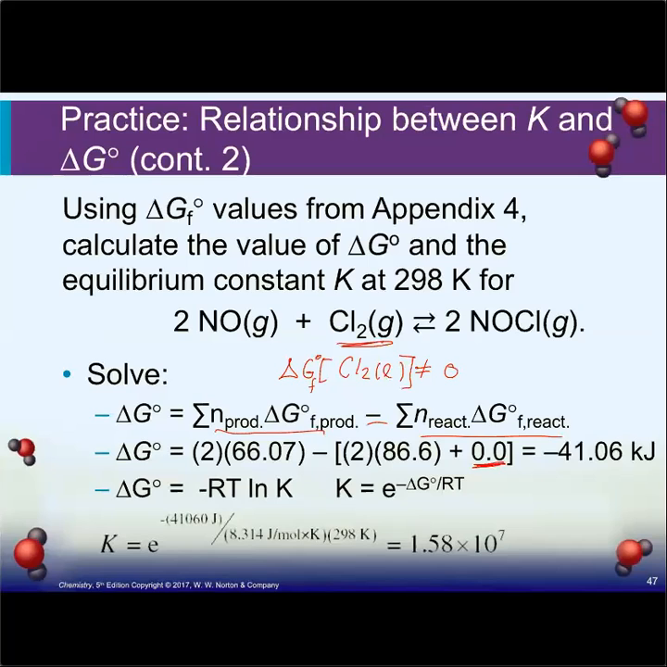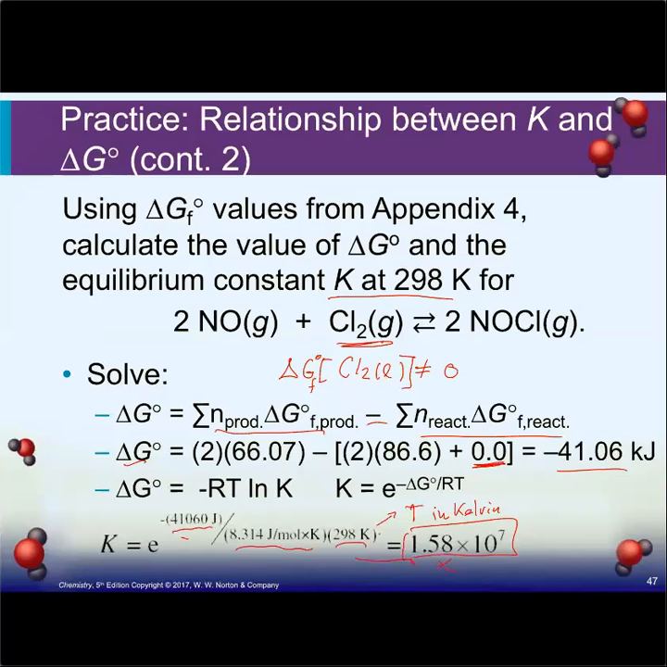Okay, so once you have the ΔG calculated, then you can use it in this equation. So minus 41 kilojoules divided by R, the gas constant in joules, and the temperature in Kelvin. Again, this is T in Kelvin. Now in this problem they told you in Kelvin, but they might have given you 25 degrees centigrade, so do not use 25 degrees centigrade here, otherwise this number is going to be different and it's going to be wrong. So this is the correct number.